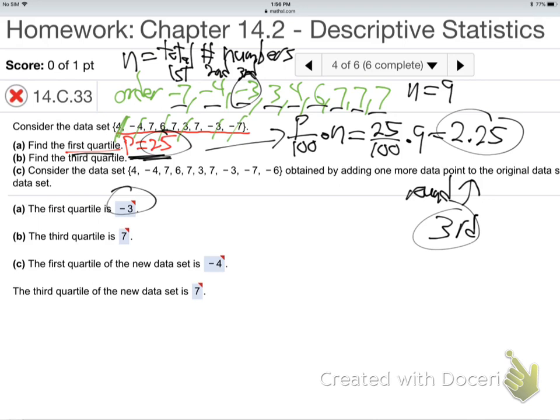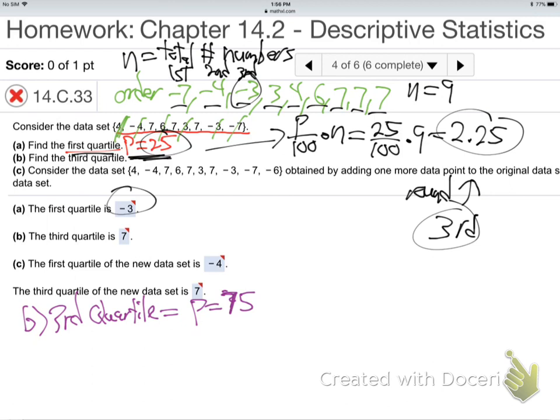Want to try part B? See if you can find the third quartile. So part B. We've already got the data set in order. That's nice, we don't have to do that again. Third quartile. What's P going to be for third quartile? 75. P75, because at the end of the third quarter of a football game or basketball game, you're 75% of the way through the game.